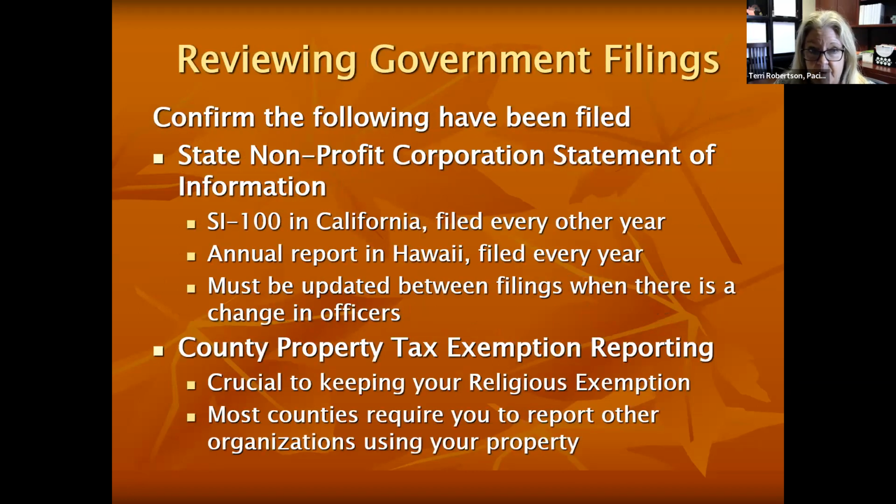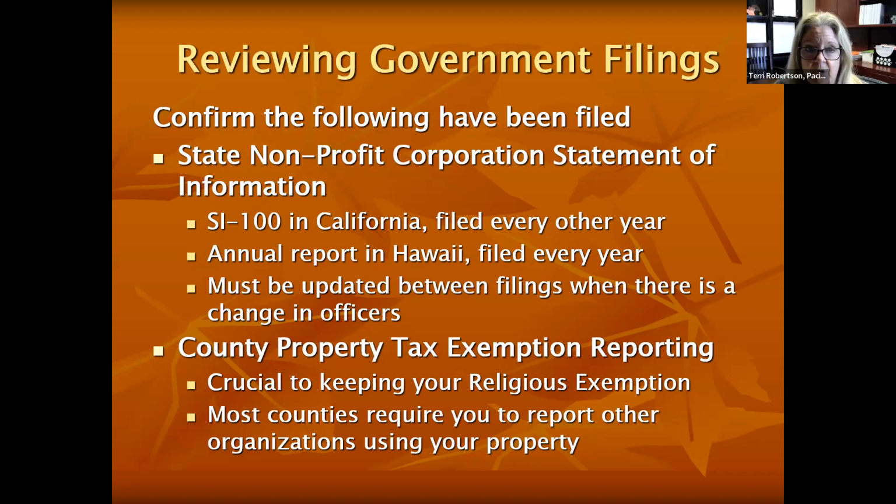We're going to look at the government filings. There is a state nonprofit corporation statement of information. It's called an SI-1 in California. It's filed every other year in California. It just lists the officers of your corporation and your address. And there's like a $20 filing fee. You can do it all online.